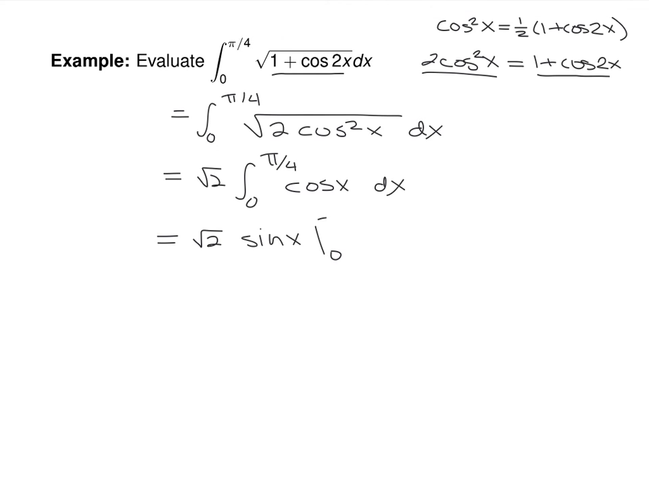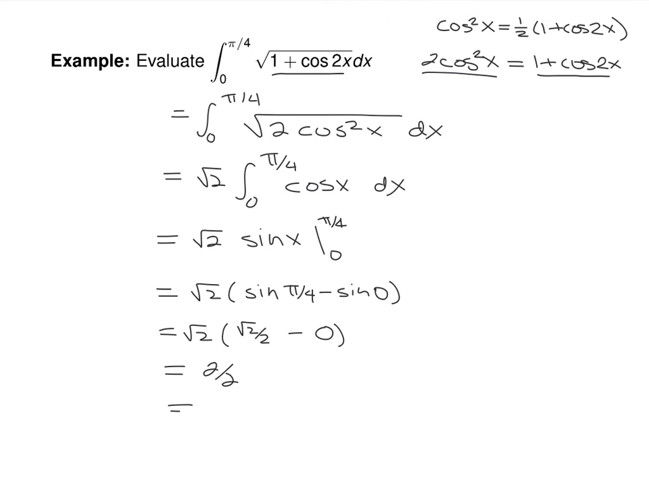So from 0 to pi quarters, and now we plug in our values. Root 2 times sine of pi quarters minus sine of 0. Now sine of pi quarters is root 2 over 2. Sine of 0 is 0. So we have, well, root 2 times root 2 is 2. 2 over 2 is 1.